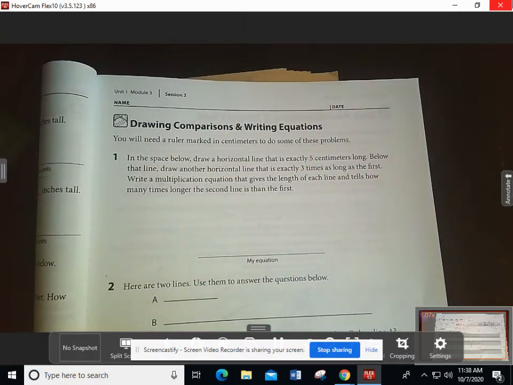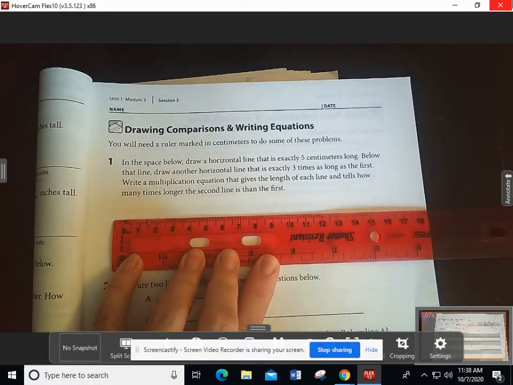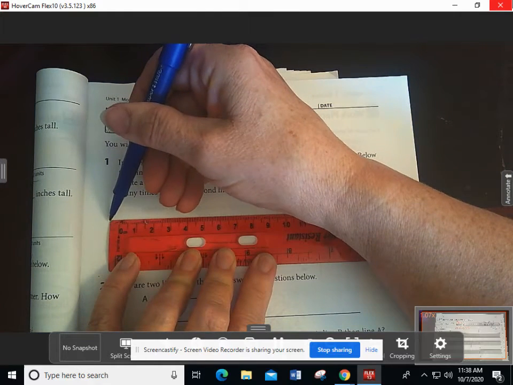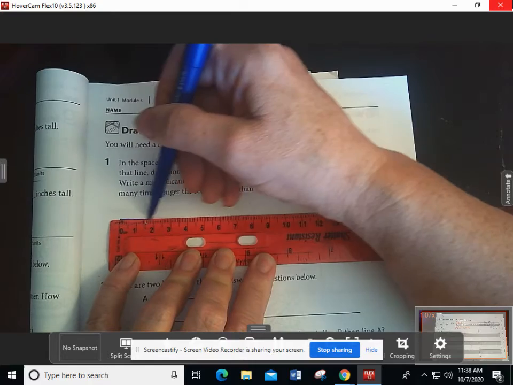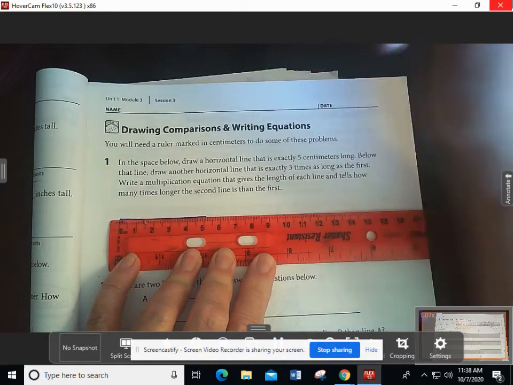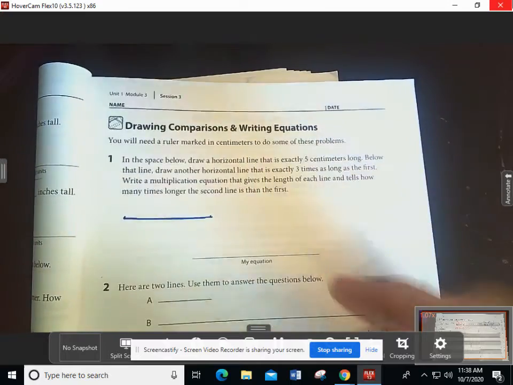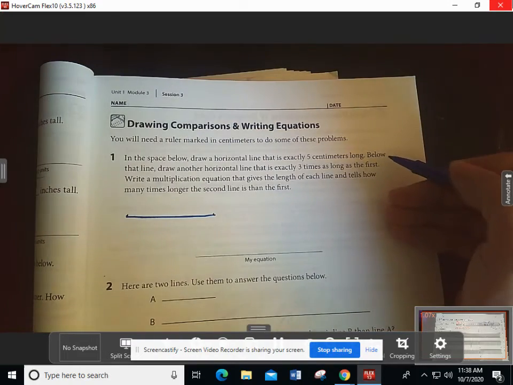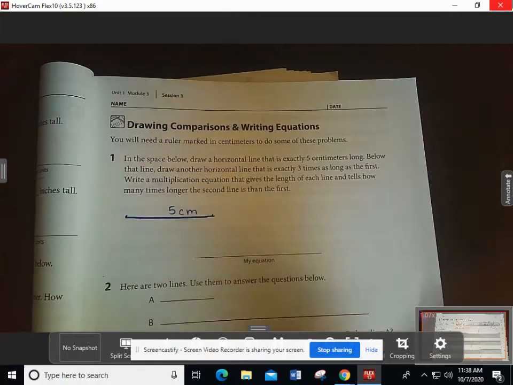I'm going to use the red rulers to show you how I have to see where my 0 starts. Notice that when I start, I'm not starting at this side. I'm starting right here, and I have to draw to 5. I went a little bit too long. There we go. So from here to here is 5 centimeters. So I'm going to label it 5 cm, centimeters.